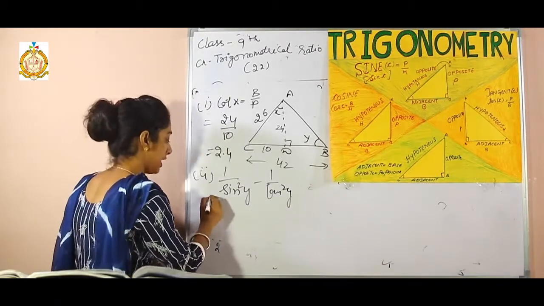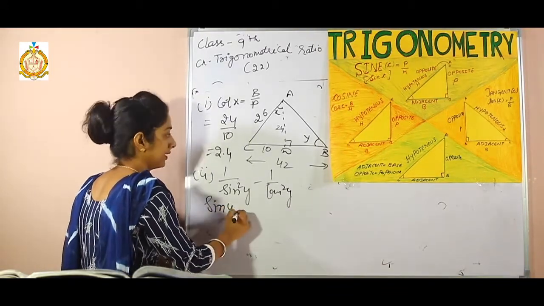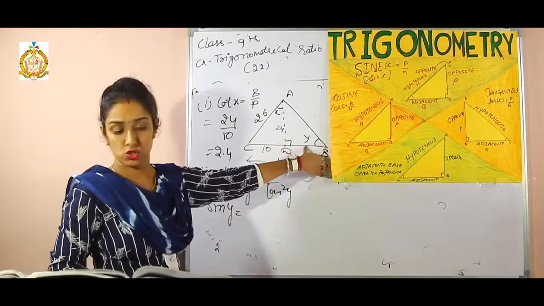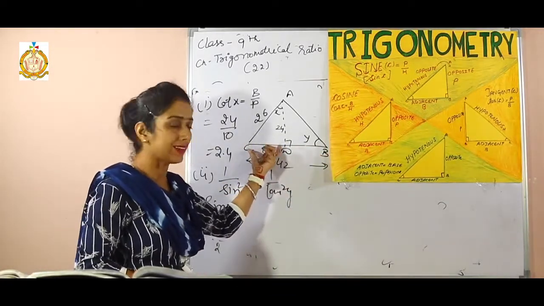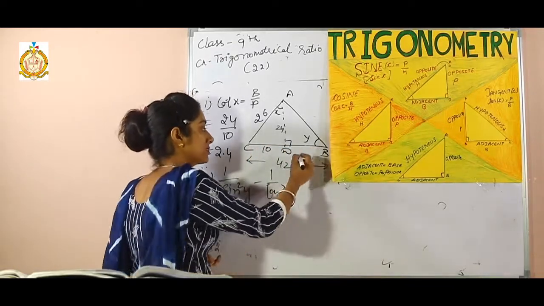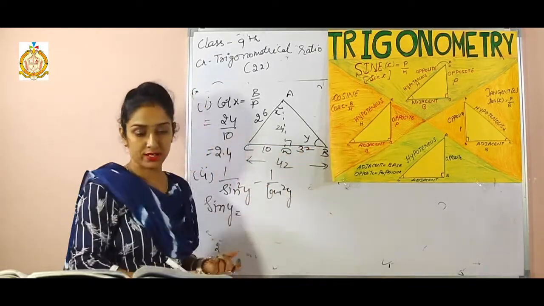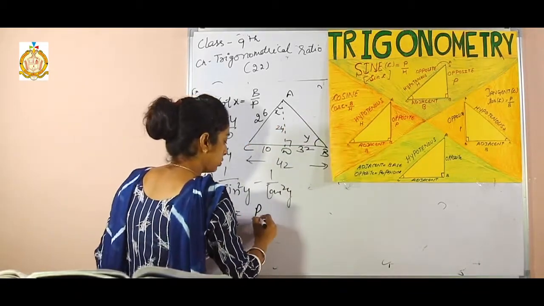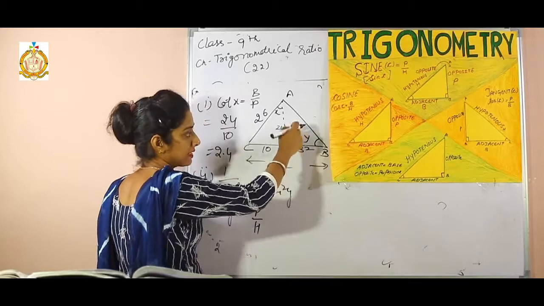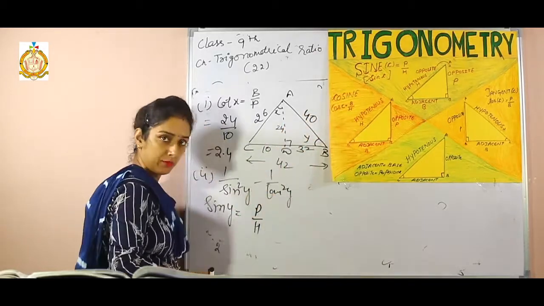Now first of all we have to find a sin y. So in this, if this whole is a 42 and this one is a 10, then what is this? This is a 32, right? Now we have to find p over h. P over h. After solving minusing this, we get a 40 of hypotenuse.